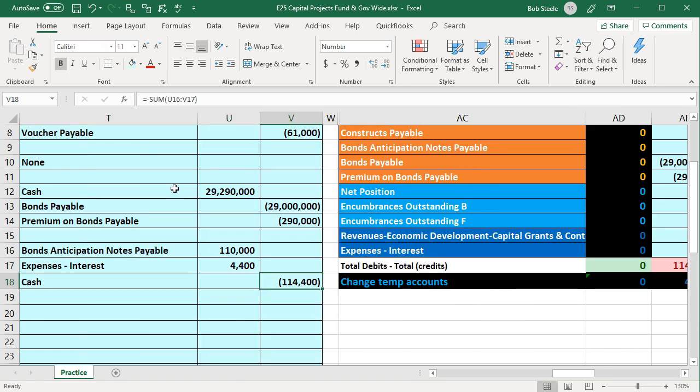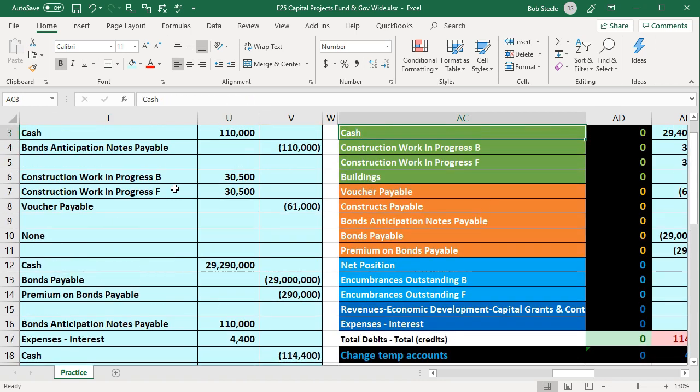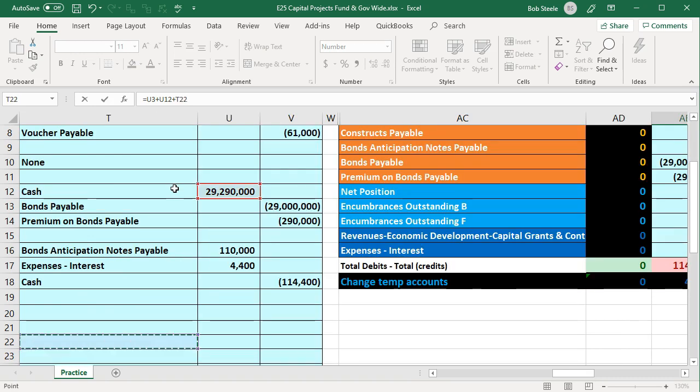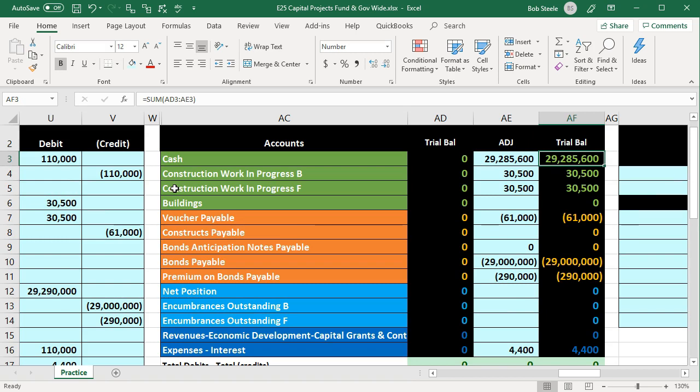And then we want to pick up the cash. So cash is going to be up top. So we'll be in cash. We're in AE3. I'm going to do this with the keyboard again. F2 plus F2. Scroll back down, and we want to pick up that 114,400 and enter. So there we have that.